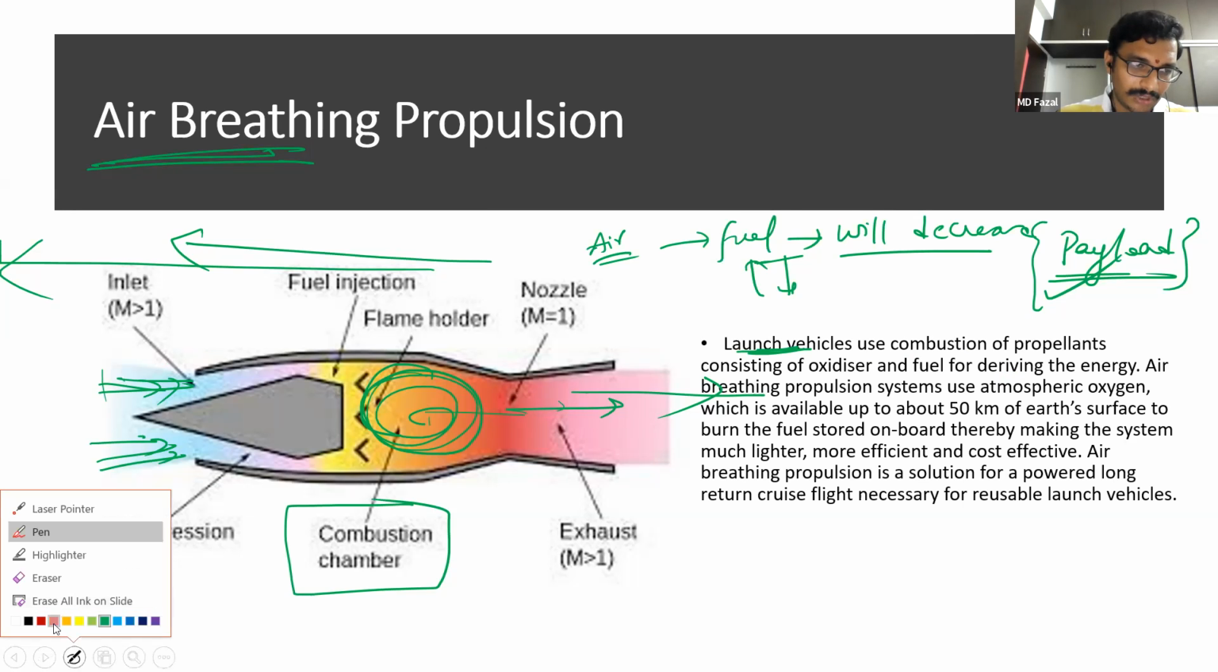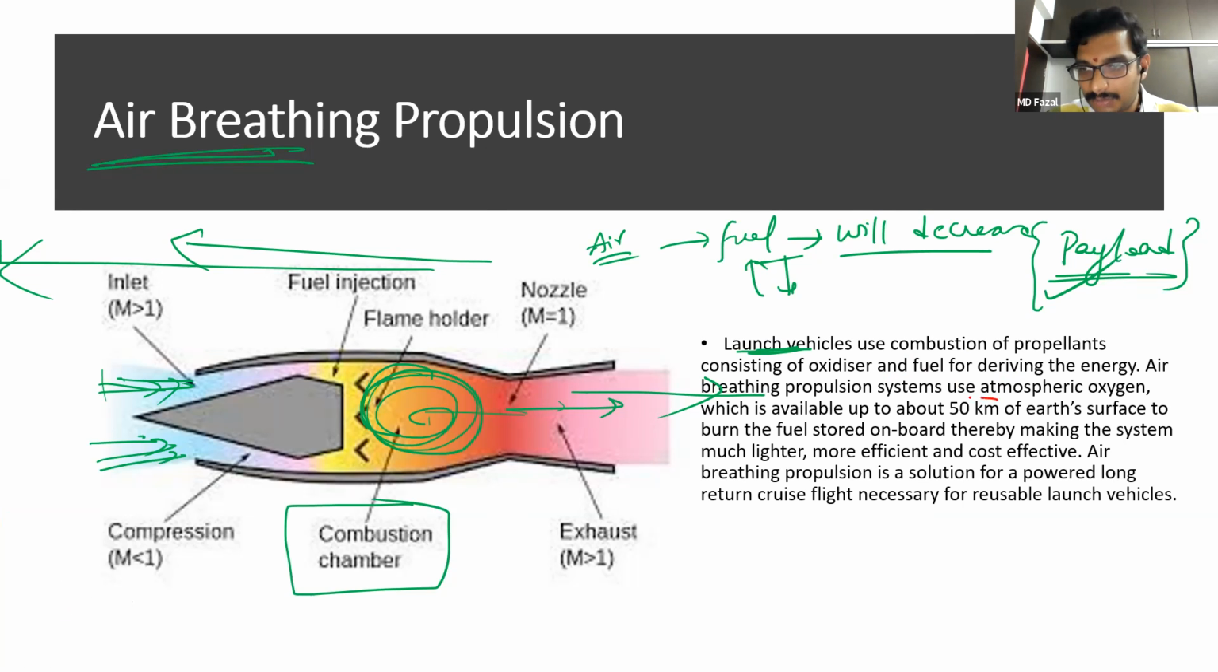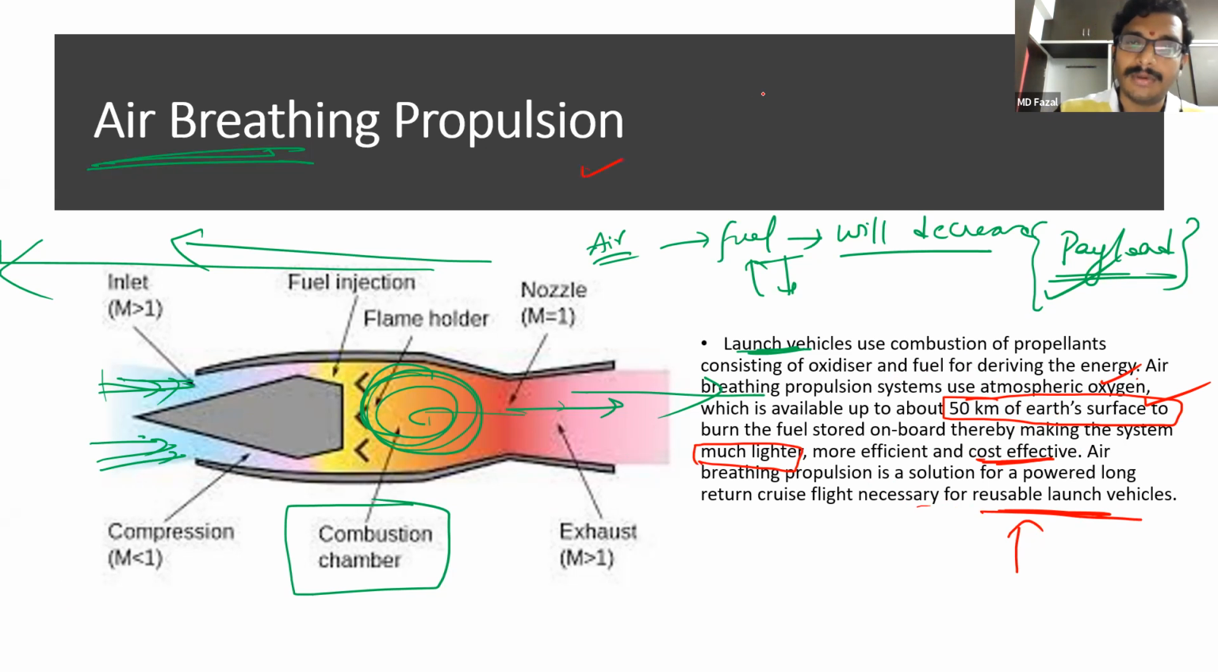So this is a new kind of engine design. We are using it up to 50 kilometers. Up to 50 kilometers of Earth's surface has enough oxygen. That's the reason we are relying on it, at least while going up, so that the aircraft or the space launch vehicle will become much lighter and cost effective also. Reusable launch vehicles can also use these air breathing propulsion systems. So that is the advantage of air breathing propulsion.